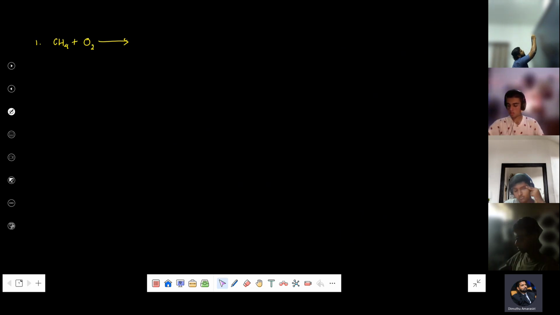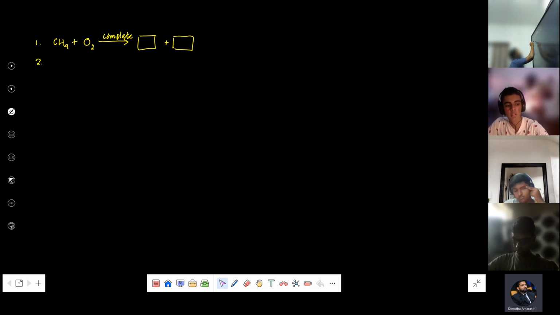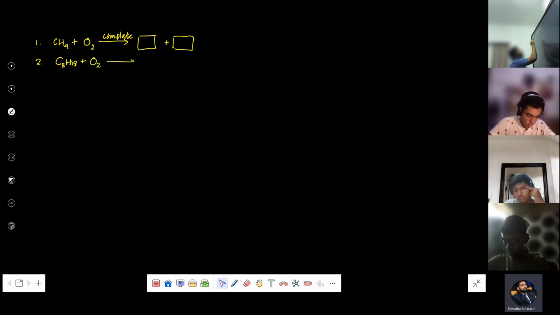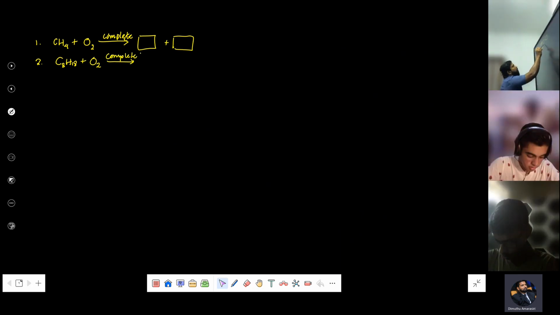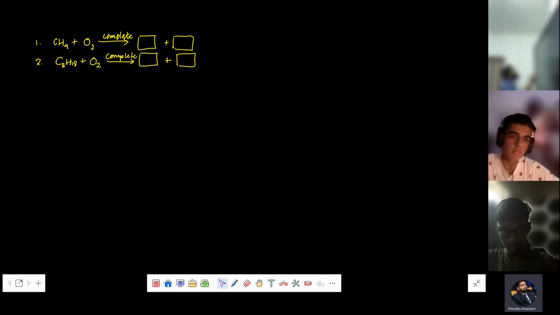Reaction number 1 is burning methane, and suppose it's a complete combustion. You need to write the products and give balanced equations. Next one: C8H18 undergoes complete combustion. You get two products. You need to give me the balanced chemical equation.